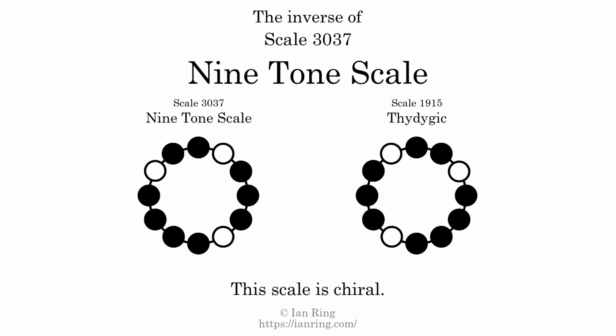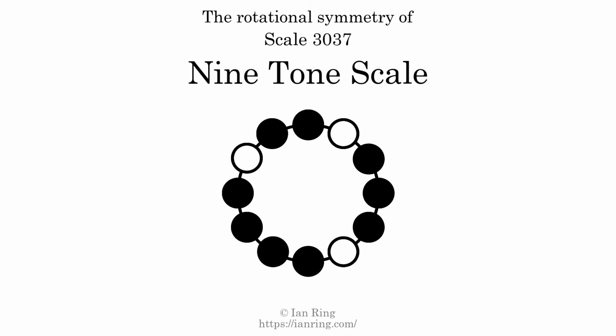The inverse of a scale is a mirror image. It is what you get when the sequence of intervals is reversed. The inverse of this scale is scale 1915, also known as the Idegic. This scale is chiral. It cannot transform into its inverse by rotational transformation. This scale has no rotational symmetry.